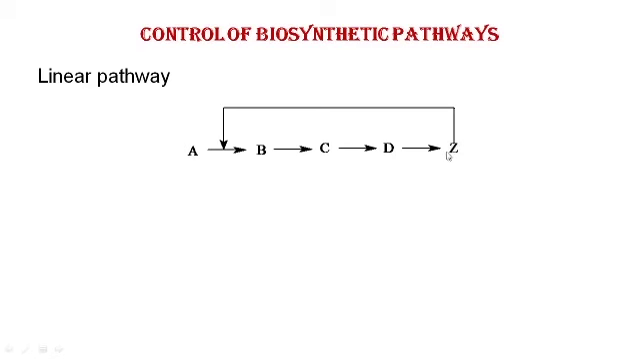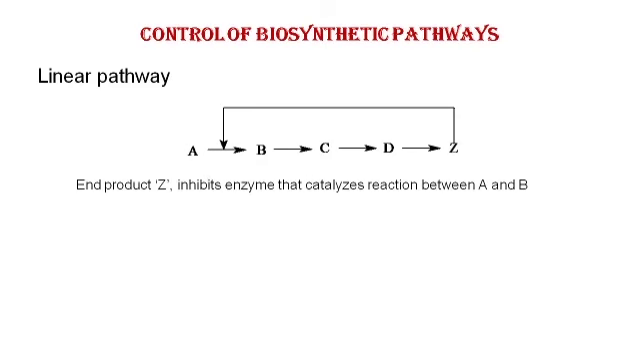And when it starts accumulating, it is present in the cell in enough amounts to bind to the enzyme, such that the enzyme can no more bind to its substrate, that is A, and thus the formation of B is stopped. No B, so no formation of C, no C, no formation of D, no D, no further production of Z. And so the product controls its own production. This is called feedback inhibition.